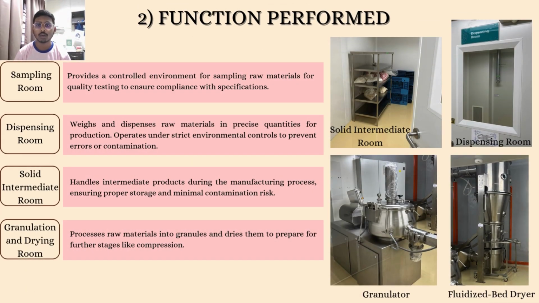So next we have the sampling room, which provides a controlled environment for sampling raw material for quality testing to ensure compliance with the specification. And then we have the dispensing room, which weighs and dispenses raw material in precise quantities for production, and operates under strict environmental control to prevent error or contamination. As for the solid intermediate room, we can see here it handles the intermediate product during the manufacturing process, ensuring proper storage and minimal contamination risk. And finally, we have the granulation and drying room, which processes raw material into granules and dries them to prepare for further stages like compression.